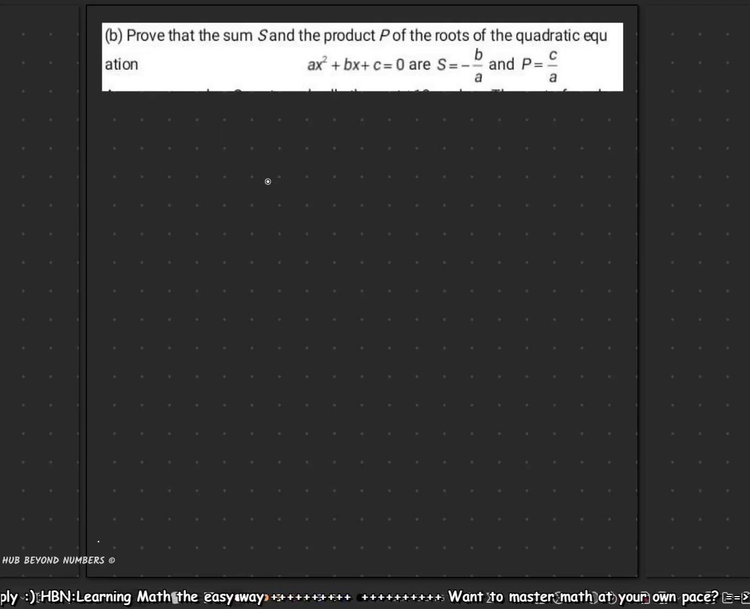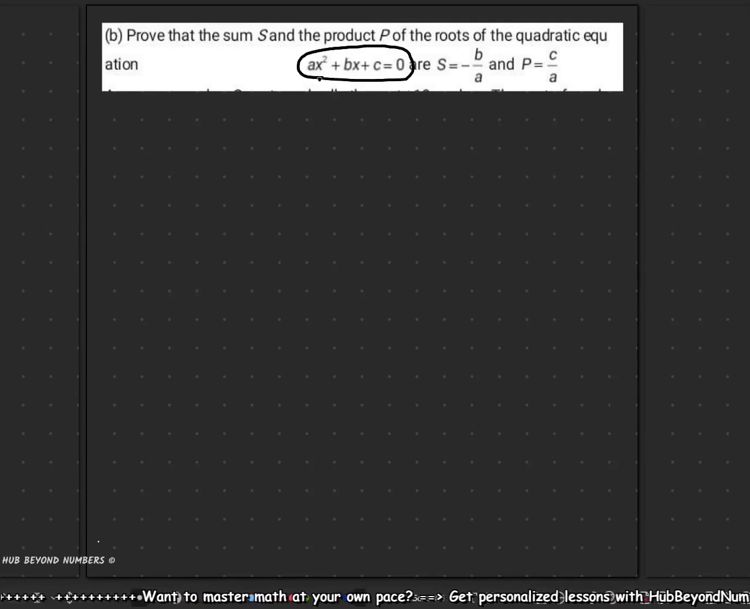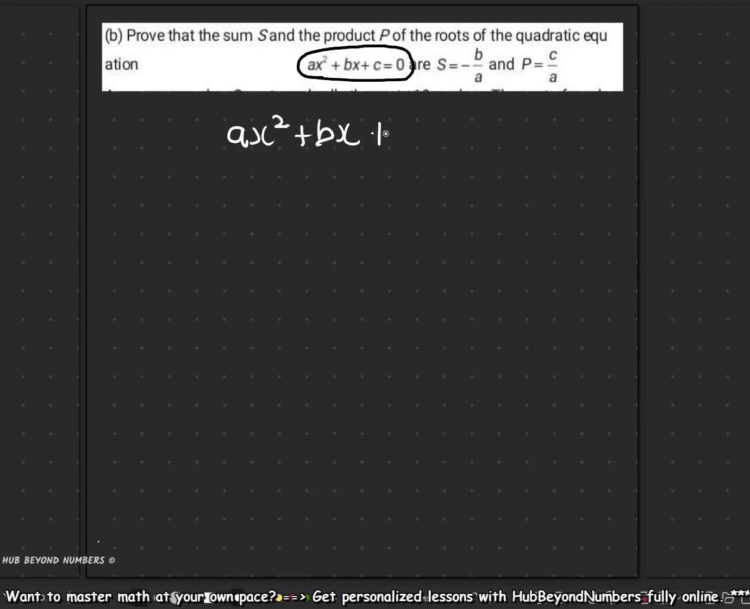Okay, so looking at this question here, it says we should prove that the sum and then the product of roots of this quadratic equation are what? S equals negative b over a and then P equals c over a, right? So we know that the general quadratic expression, which has been given to us over here, you see, is ax squared plus bx plus c equals 0.